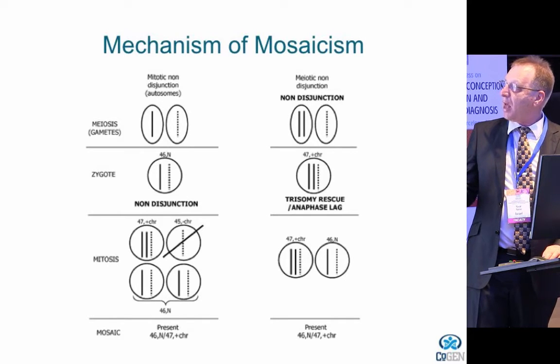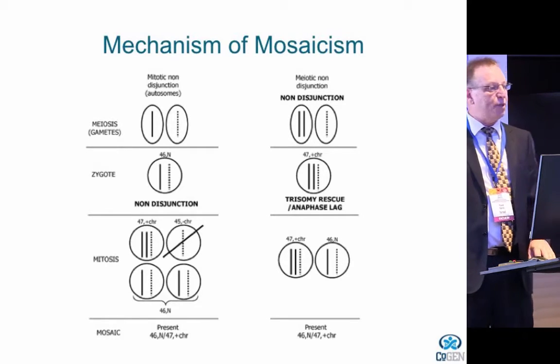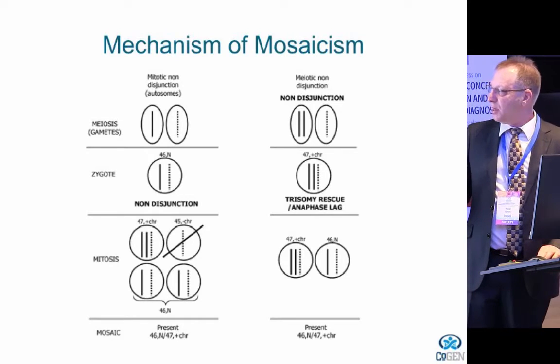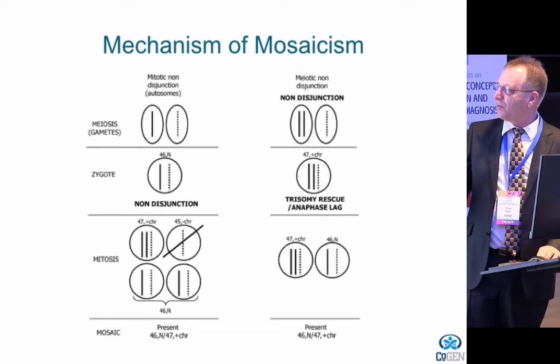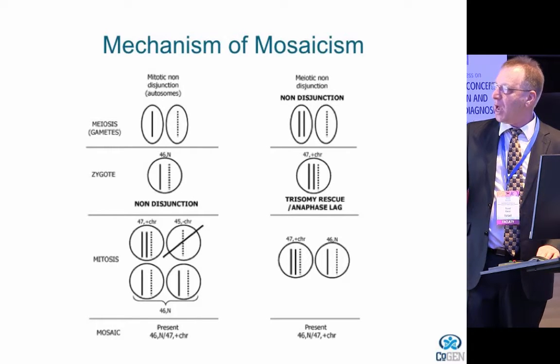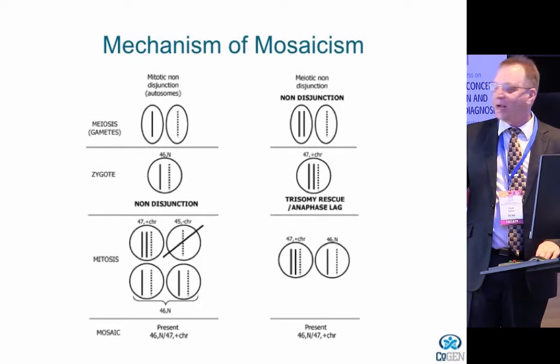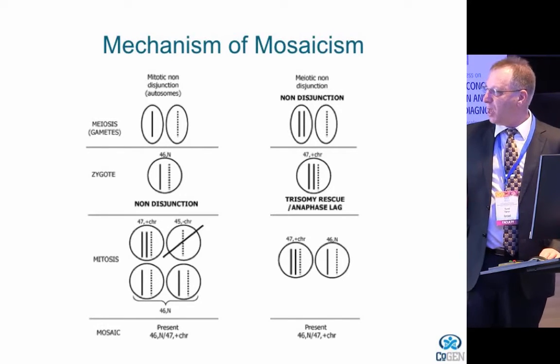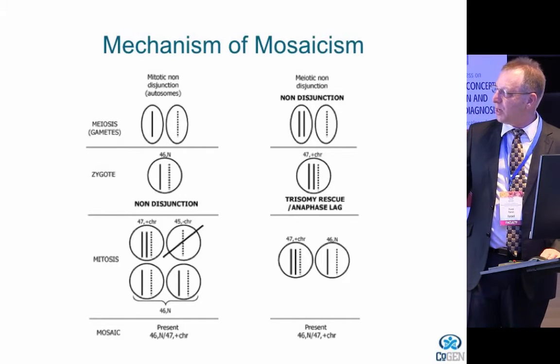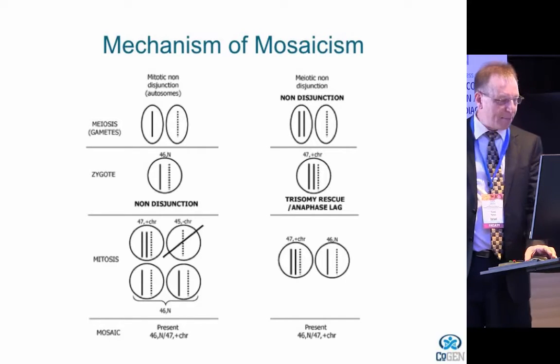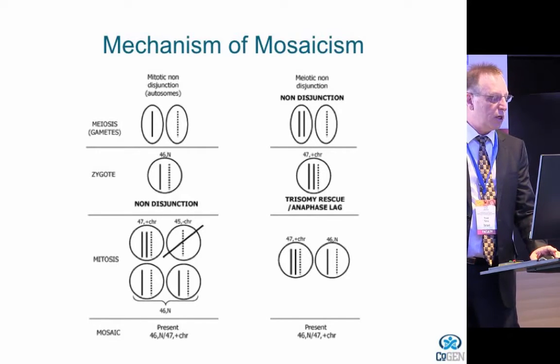Mitotic, the gametes are normal, male and female. The zygote is normal. But then during cell division subsequently, some of the cells have a misdivision of the chromosome, whereas one cell gets an extra chromosome. The other one with the missing chromosome usually is annihilated. It does not propagate. So in this situation, you have some cells that are normal, but some cells that are abnormal. This is called mitotic non-disjunction.